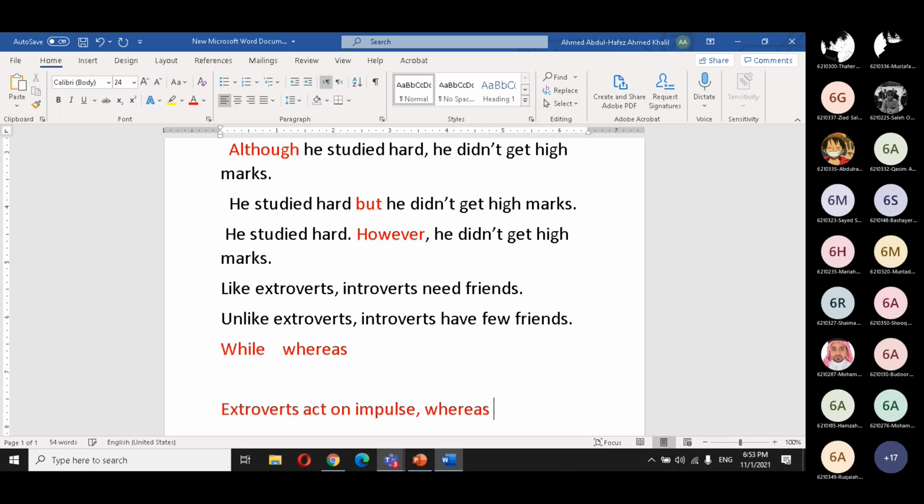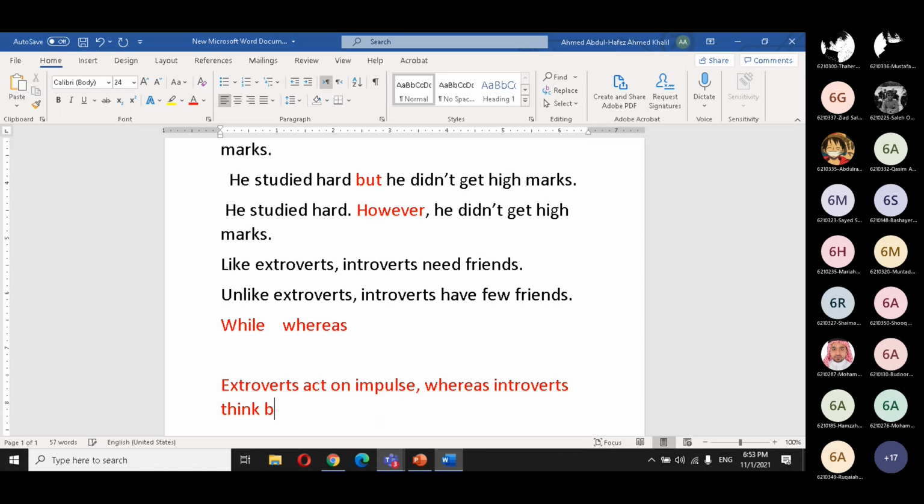Whereas or while, I can say whereas or while introverts think before they act. Extroverts act on impulse whereas introverts think before they act. So you can say while introverts think before they act, or you can say whereas.